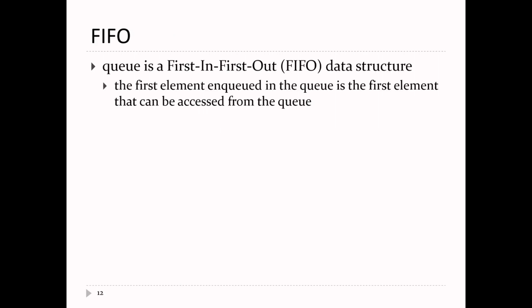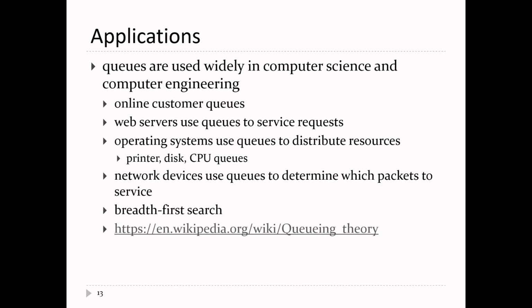So queues are what are called FIFO data structures: first in, first out. The first person in line is the first person to come out of the line. They're widely used in computer science and computer engineering. Any web server has a queue of some kind. The requests for a web page all get stuck into a queue, and the server serves up the requests one at a time.